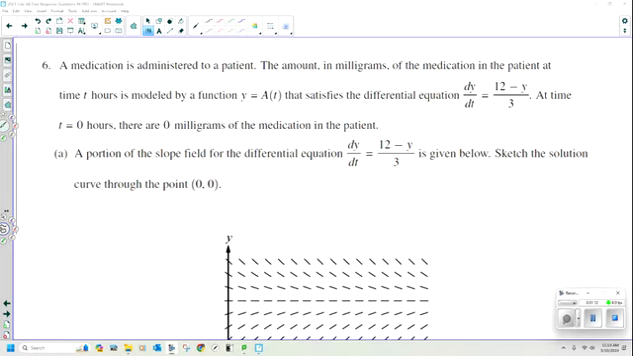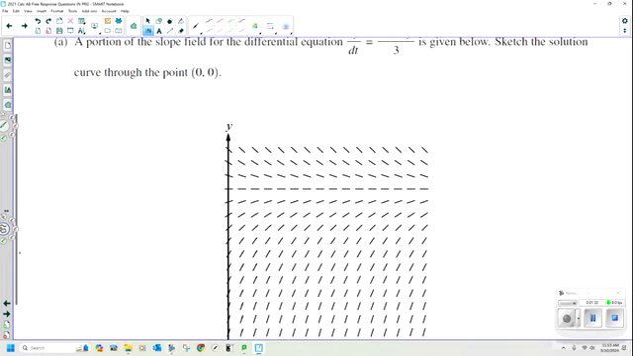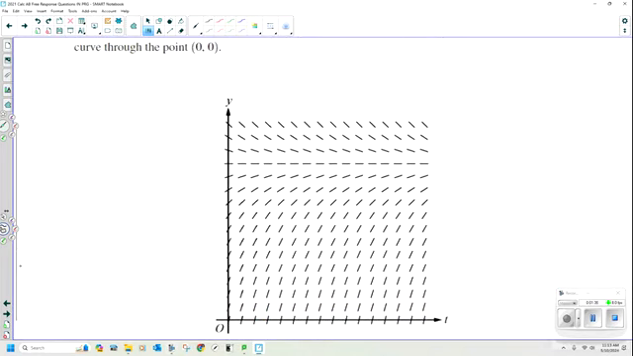Part A tells us a portion of the slope field for the differential equation dy/dt equals 12 minus y over 3 is given below. Sketch the solution curve through the point (0, 0). My God, people, I wish all your problems were this easy. First of all, the point (0, 0) is right here at the origin. All you have to do in a situation like this is follow the slants and the curves.